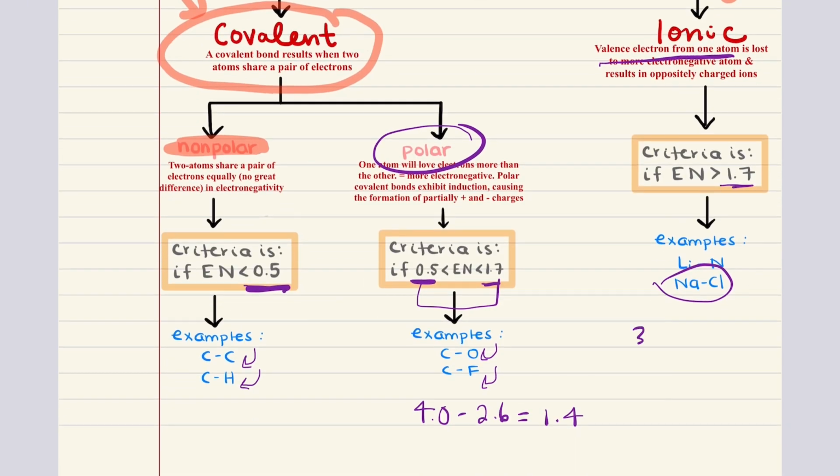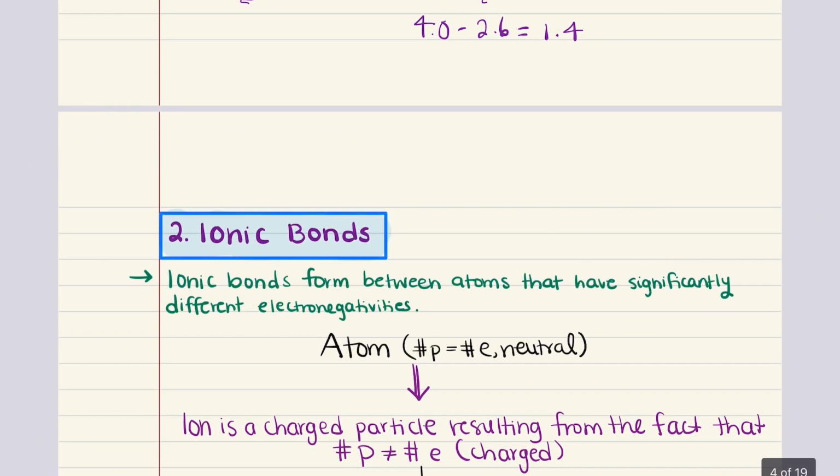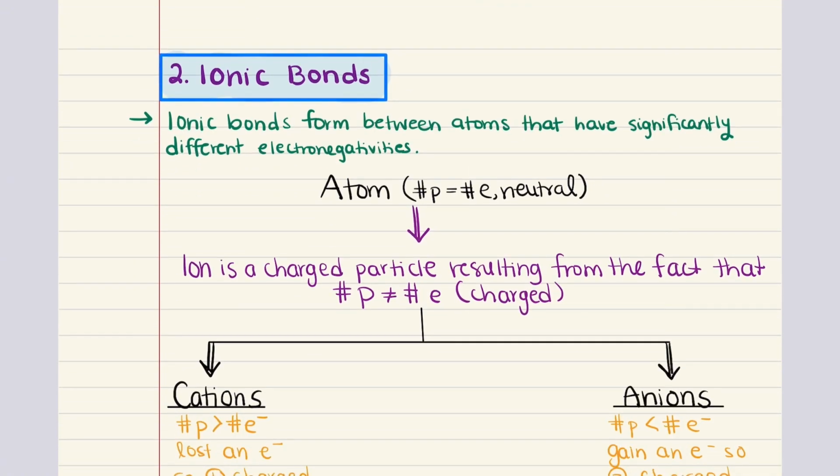So 3.2 minus 1 gives us a difference of 2.2. This is greater than 1.7. Therefore, the bond between these two atoms is an ionic bond. Now, both ionic and covalent bonds are their own objective in this chapter, which will allow us to actually go into more detail. So moving into objective 2, we're going to focus on ionic bonding.